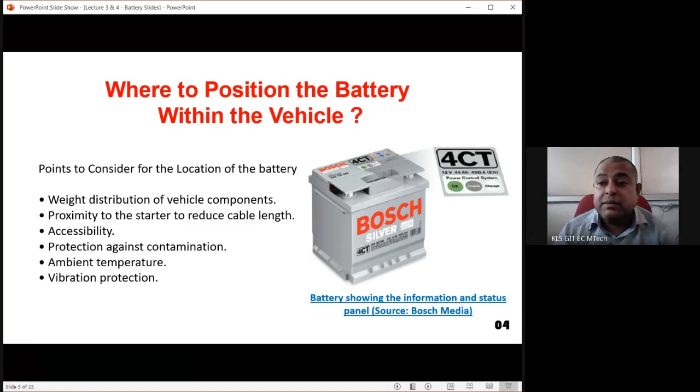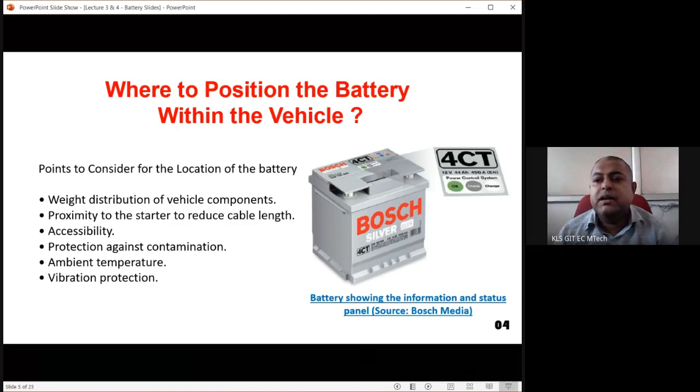Protection against contamination. There can be a lot of metal contamination, and a lot of pollutants, which might affect the battery performance. So we have to protect the battery from external contamination. Two more protections are required: against ambient temperature and against vibration. A car is always a vibrating element, and vibration protection should be there.